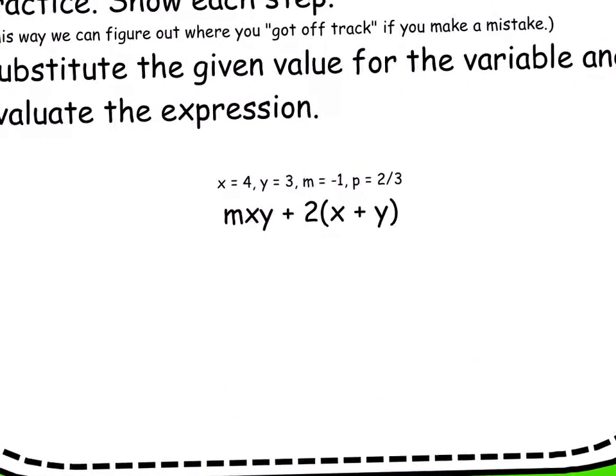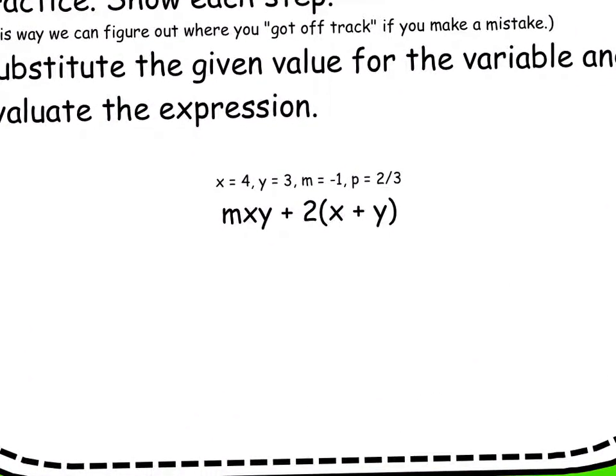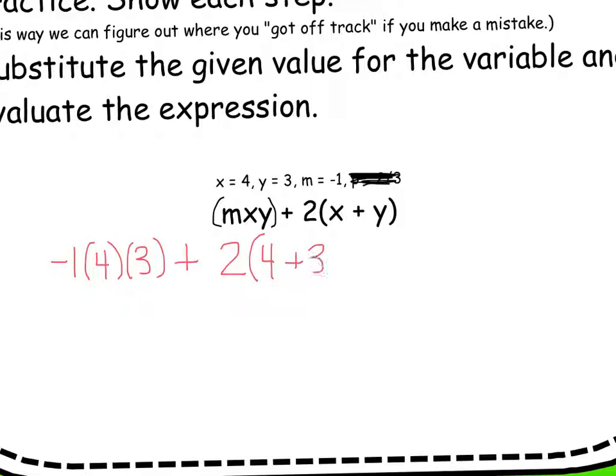Over here, we are going to need everything except p, so I'm going to cross off p. When all of the variables are next to each other like that, it means we're multiplying. So we're going to do -1 times x, which is 4, times 3, plus we're going to have 2 times the quantity of 4 plus y, which is 3. So we're going to do our parentheses first. 4 plus 3 gives us 7.